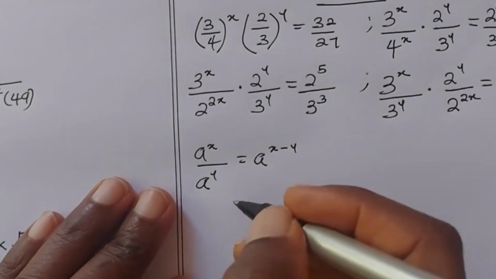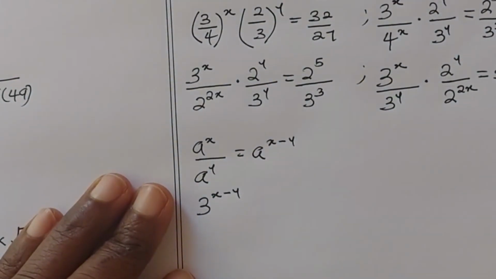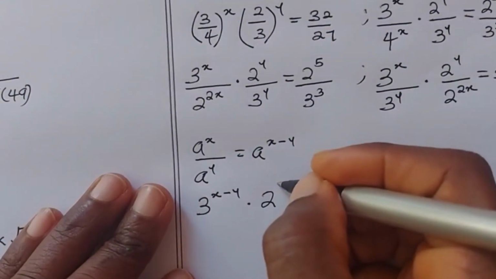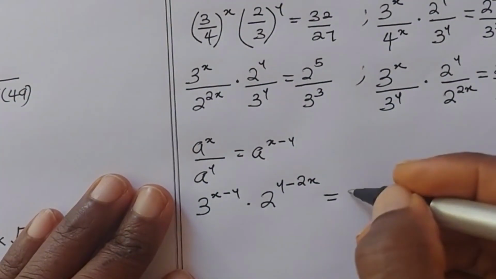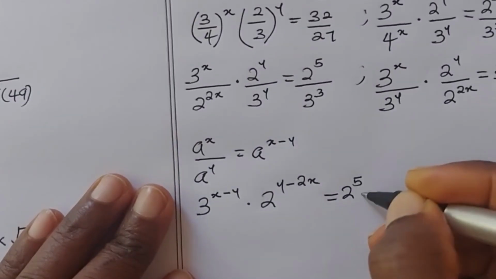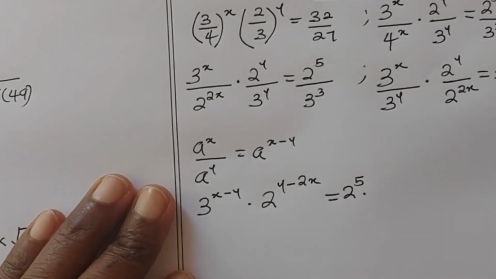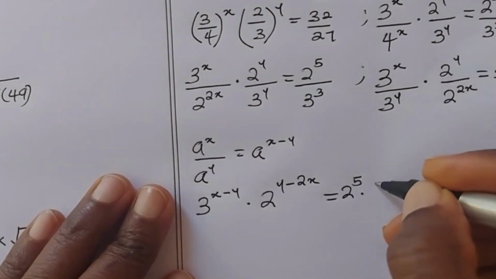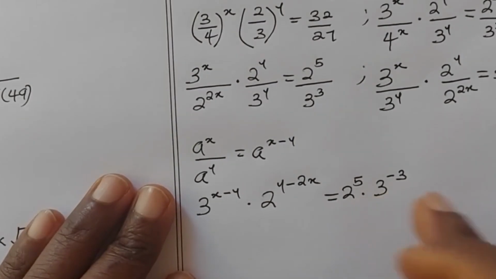So that will be 3 raised to the power of x minus y, times 2 raised to the power of y minus 2x, and that will be equal to 2 raised to the power of 5. Please note this: I can bring this 3 raised to the power of 3 up, but when I bring it up it becomes 3 raised to the power of minus 3. So that will be times 3 raised to the power of minus 3.